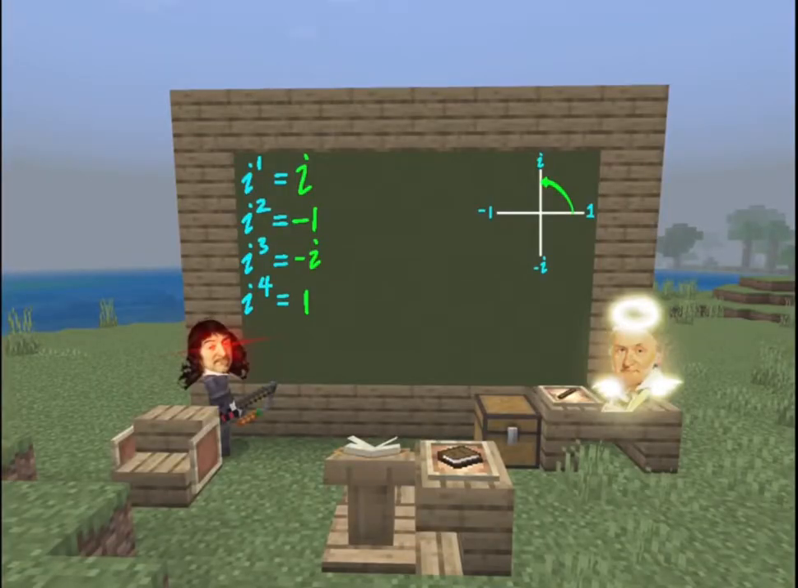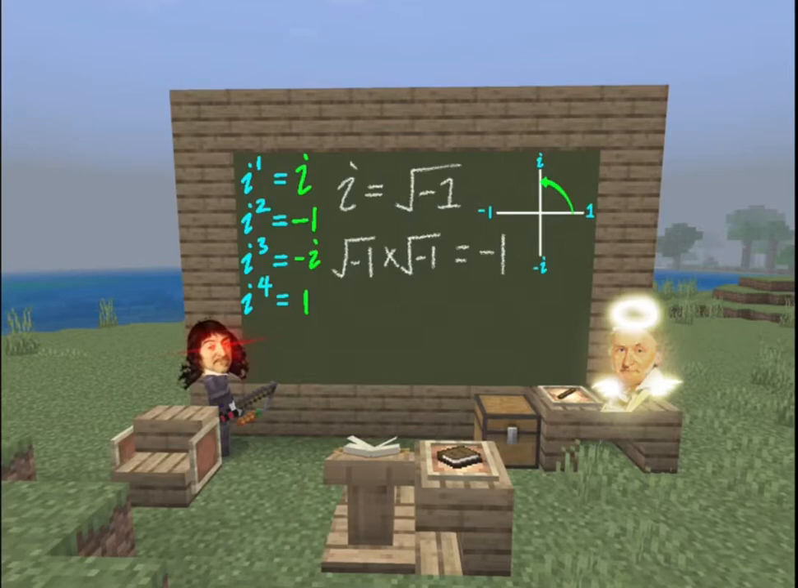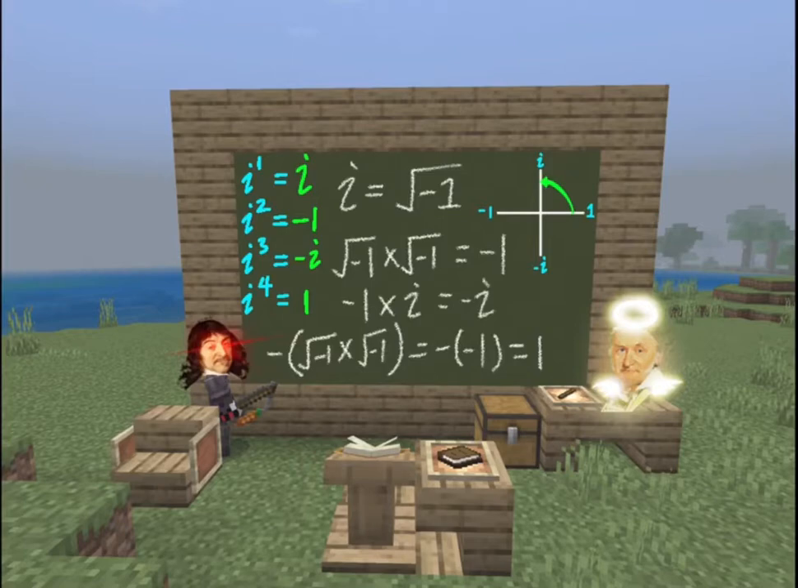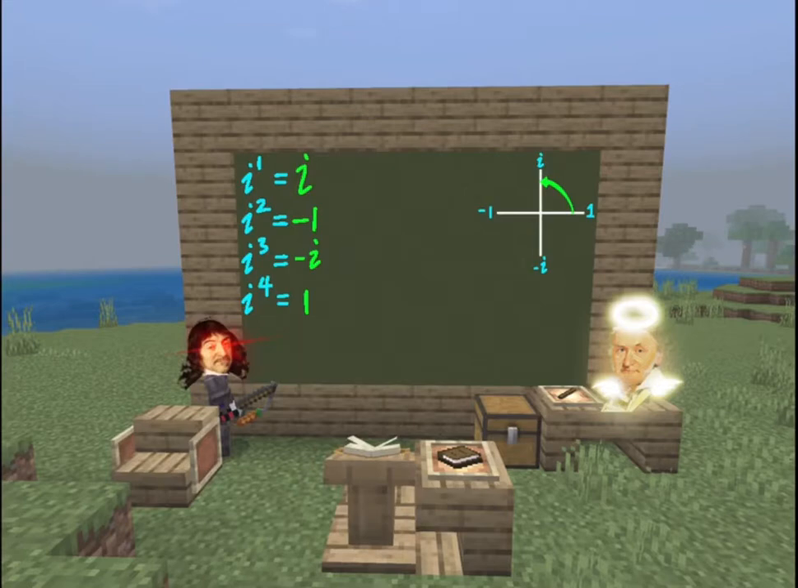Here's why. i to the power of 1 is equal to i obviously, and since i is the square root of -1, i squared equals -1. i to the power of 3 equals -1 times i, which equals -i. And i to the power of 4 equals -i times i, so it equals 1. These 4 values never change because we always multiply by i.